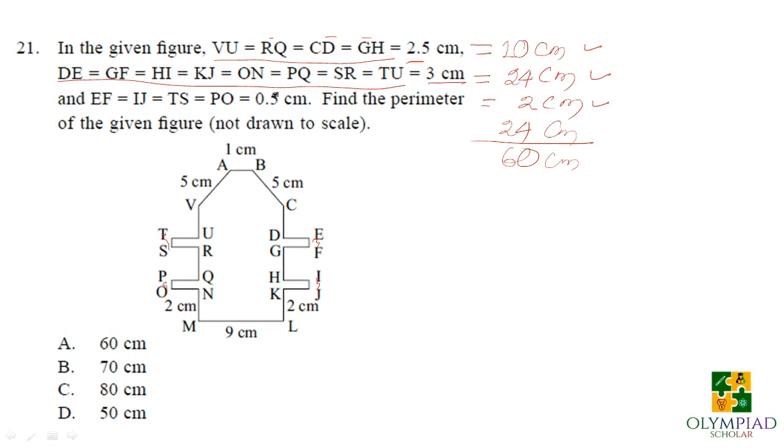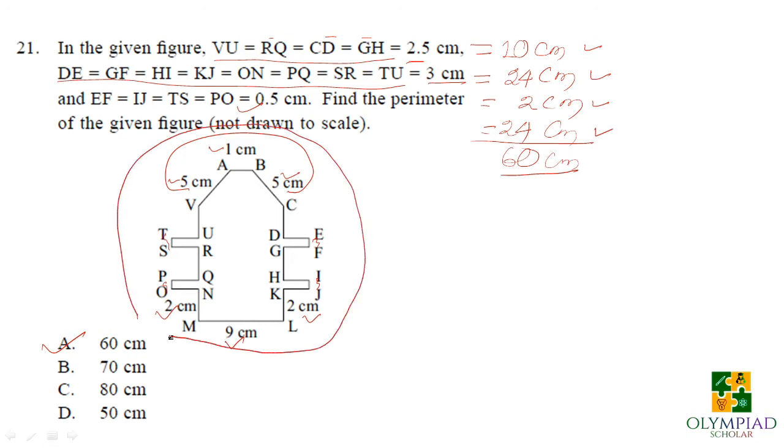And the lengths which are not mentioned here are like the ones mentioned here, so you can add this from here also. So this is 5, 5, 10 plus 1, 11 plus 9, 20 plus 2, 22 plus 2, 24 centimeter. If you add all these lengths, you will get the answer as 60 centimeter. You can check it with your traditional method by adding all the sides to get the perimeter of the given figure.